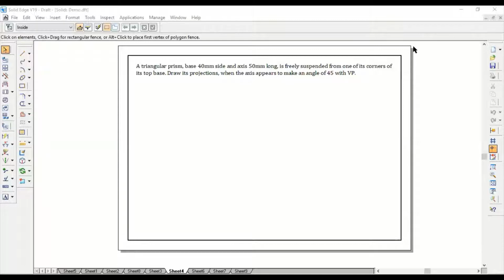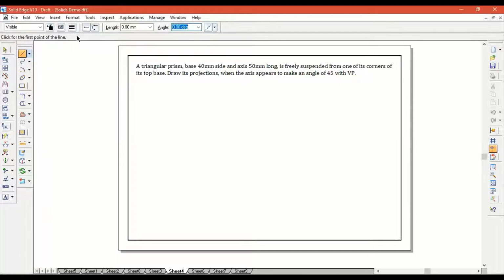Here in the question, it asks you to pick up the object or suspend the object from one of the corners of the top base. So in order to do that, we need to start the problem in such a way that a corner is easily accessible to be suspended from. Okay, so we're going to start from the top view. First step, as usual, the XY line.